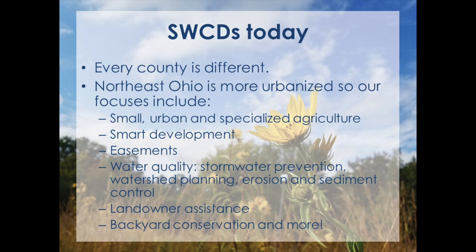Smart development. So how can we develop our land so that it's a smart way to do it? How can we protect those important lands through easements, making sure that our water quality is kept good, with stormwater prevention, planning for our watersheds, and erosion and sediment control practices? Also, we provide landowner assistance, and we do backyard conservation and programs with both children and adults alike, like this program we're doing tonight. So, on to the issues with landscaping here in the United States.